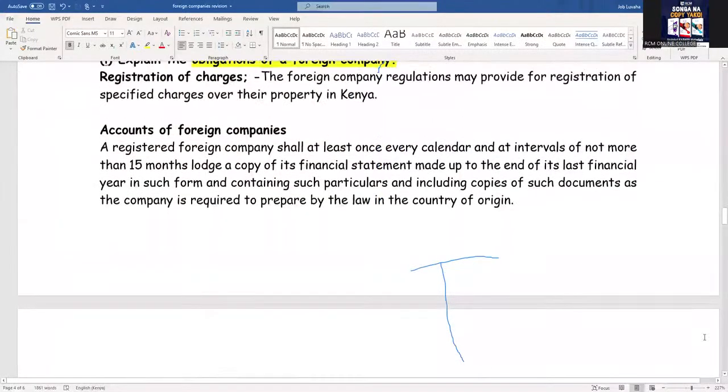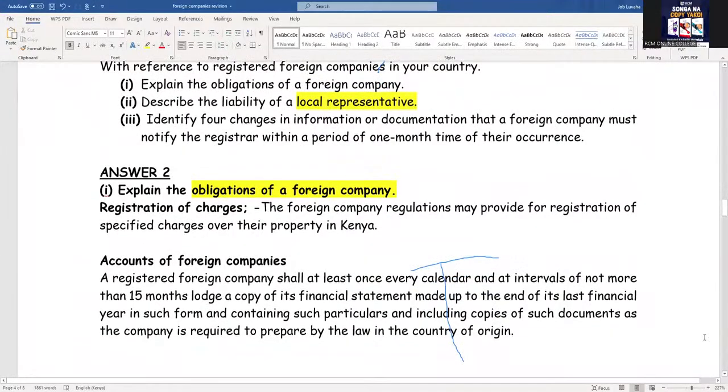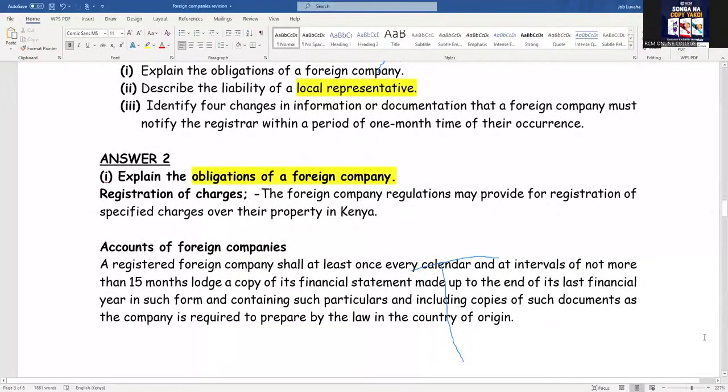Then part 2, describe the liability of a local representative. This local representative is basically the person within the country representing the interest of this foreign company. Therefore, he'll be under obligation to ensure the company conforms to all the relevant laws, guiding as to how foreign companies are supposed to operate. Failure to do so, he'll likely end up having to be liable.